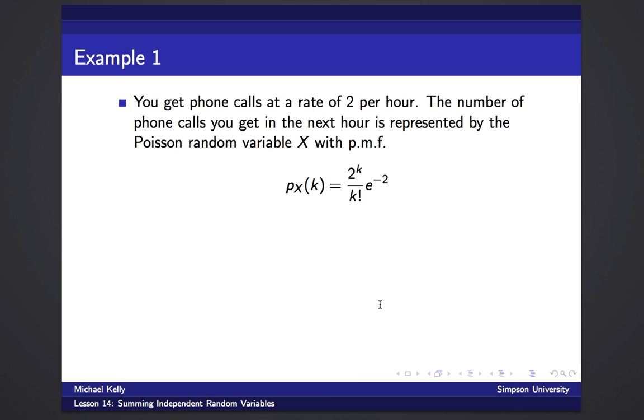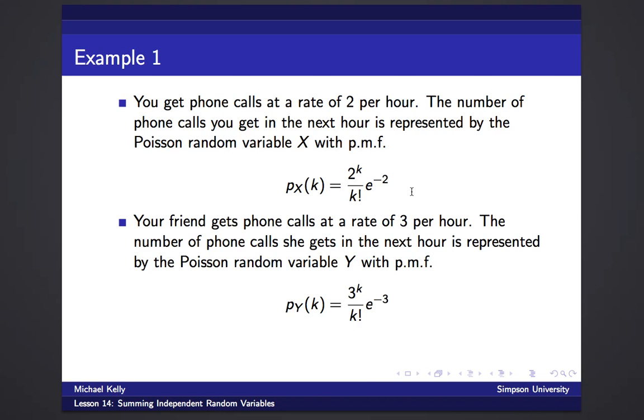So let's do a couple of examples. Let's say you get phone calls at a rate of 2 per hour, and so the number of phone calls you get in the next hour is a Poisson random variable with parameter 2, and therefore the PMF for X is 2 to the k over k factorial e to the minus 2.